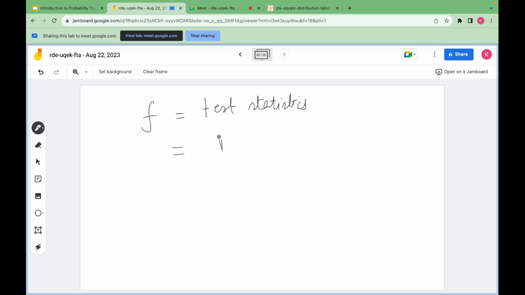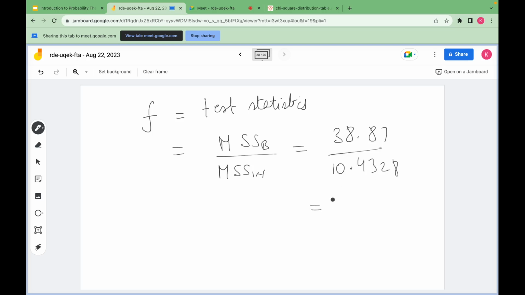After this, we will calculate the F value, which is our test statistic. This is nothing but the mean sum of squares between the groups upon the mean sum of squares within the groups. This we calculated: 38.87 divided by 10.4328. This value comes out to be 3.7257.